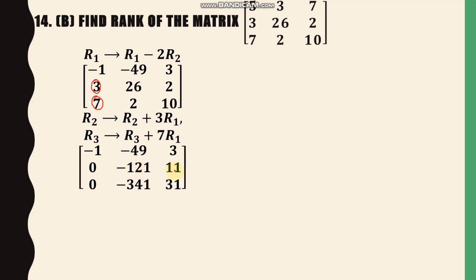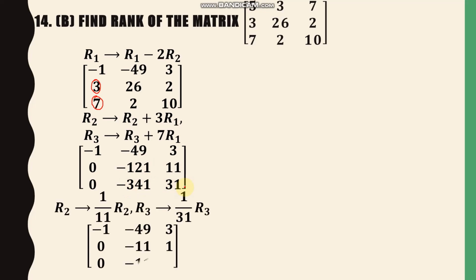And then 2 plus 3 times 3. 2 plus 9 is 11. Then 2 plus 7 times minus 49. You can check, it will come out to minus 341. And 10 plus 7 times 3 is 10 plus 21, which is 31. You can divide the second row by 11, divide the third row by 31. So you get minus 11, 1, minus 11, 1.